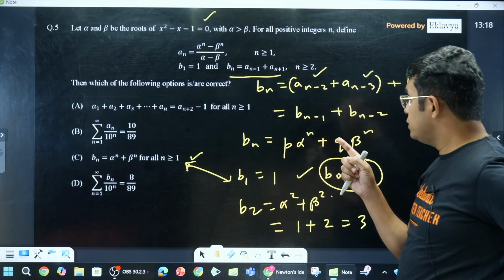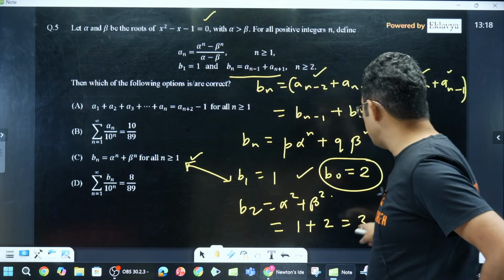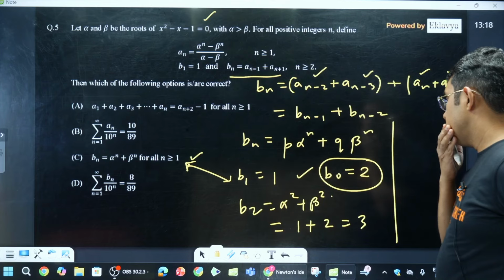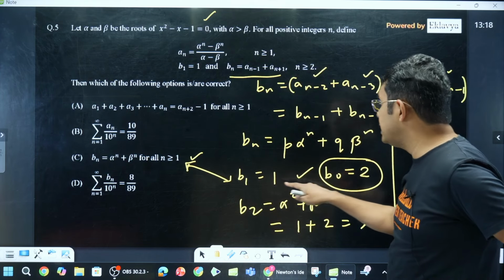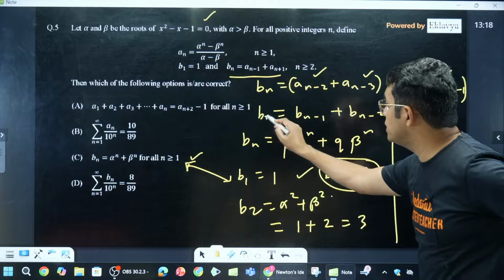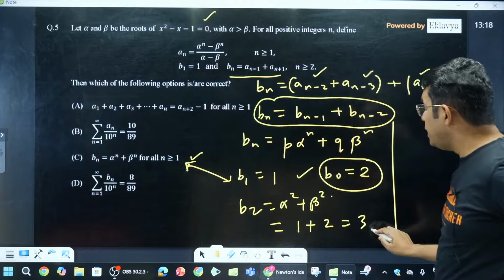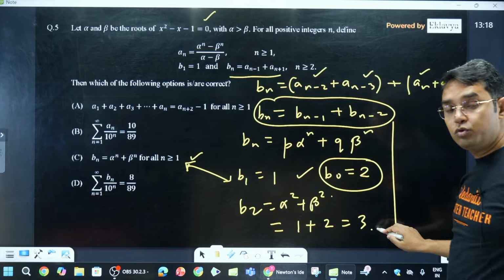Sum of root squares, so 1 minus 2 times the product of roots, which is minus 1, so it is 3. Now you can see whether this B2, B1, B0 are satisfying this relation or not. Which relation am I talking about? The Bn relation. So you can see this B2, which is 3, is satisfying B1 and B0: 1 plus 2 is equal to 3.